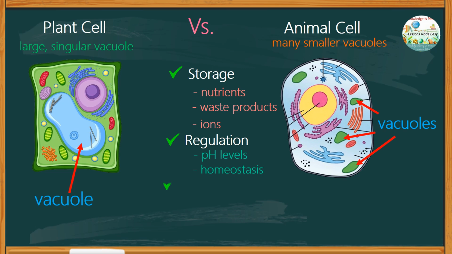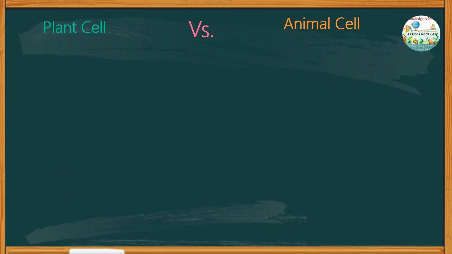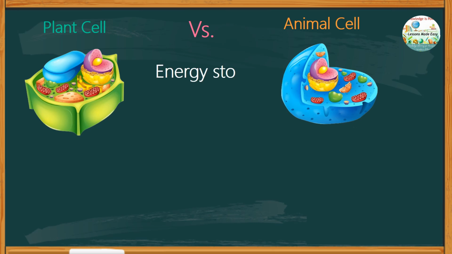The third reason is transport. Having smaller vacuoles is also helpful for transport because smaller vacuoles can easily move around the cell. Another reason is flexibility. Smaller vacuoles provide structural flexibility, which allows the cell to change shape and adapt to its environment. Another difference between plant and animal cells is energy storage.